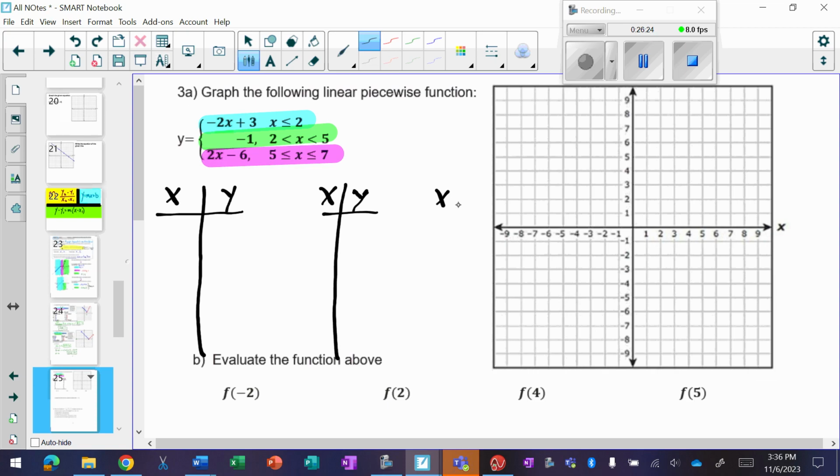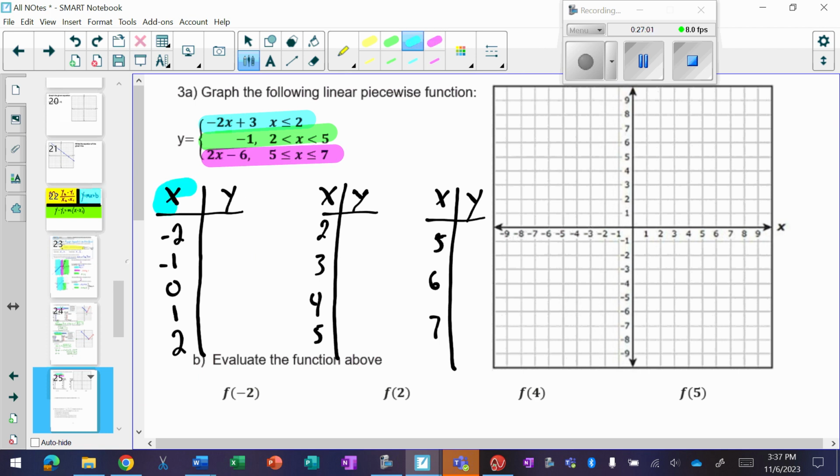We just have to be careful which y values we're using. Okay? So, the first one, the blue one, is all the values of x that are smaller than 2. So that means 2 is the largest number. And then count down from there. In the middle section, we're going from 2 to 5. So 2, 3, 4, 5. And the last section goes from 5 to 7. 5, 6, 7. So those are our 3 pieces.